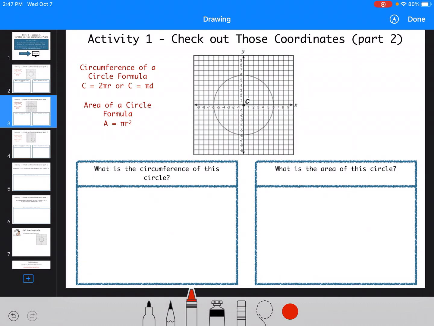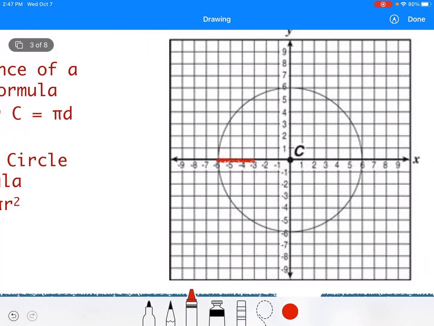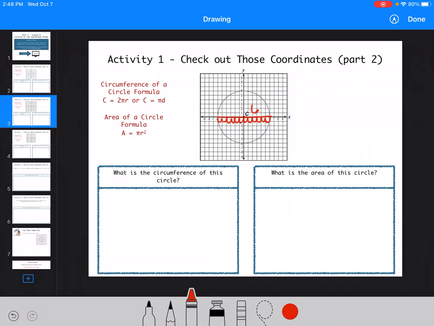All right, so for our next one, they're asking us again for the circumference of our circle. So I'm going to draw in our diameter. So I have 1, 2, 3, 4, 5, 6, 7, 8, 9, 10, 11, 12. So our radius is going to be 6. So C equals 2 pi r.